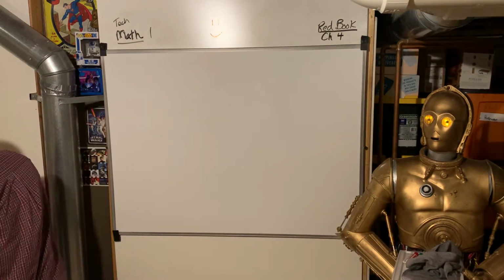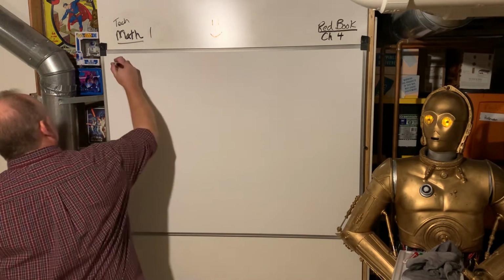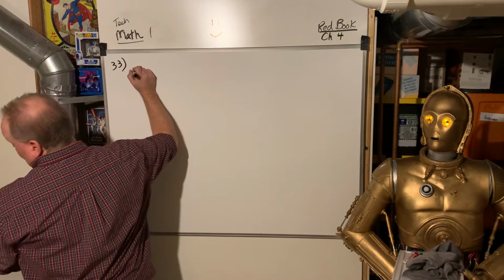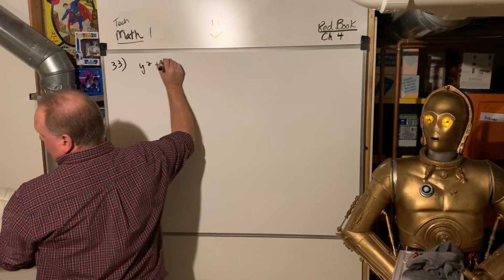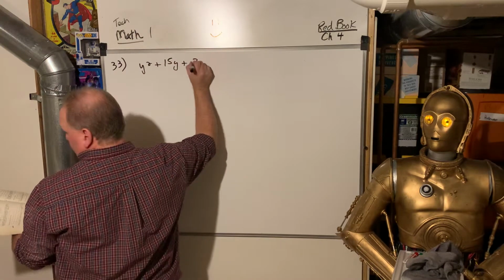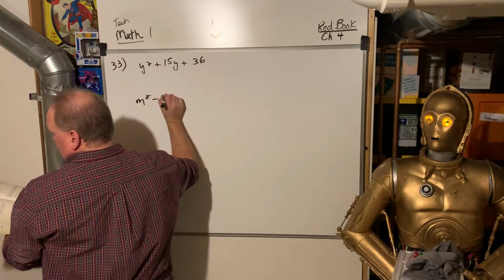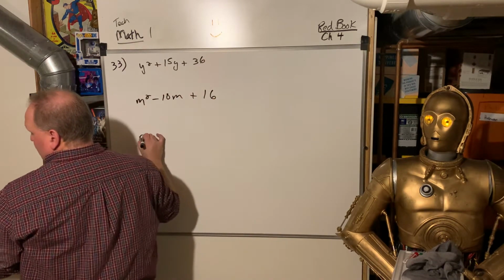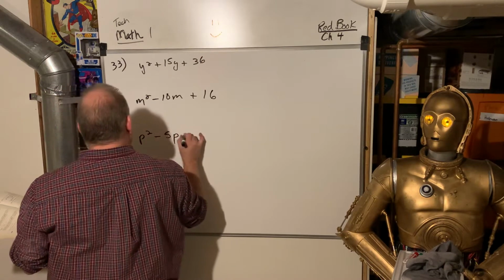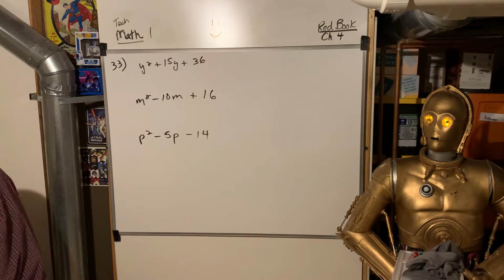All right, so look at 33. This is on 4.4. We got a bunch of factoring problems. We got y squared plus 15y plus 36. We got m squared minus 10m plus 16. And we got p squared minus 5p minus 14. And so each one of these I look at as a mystery.